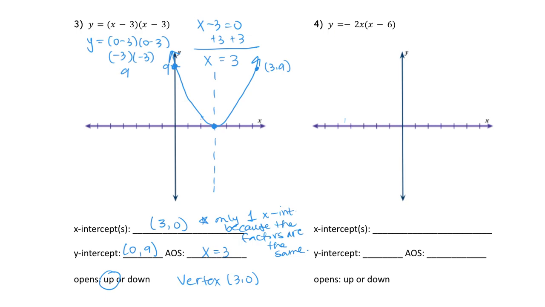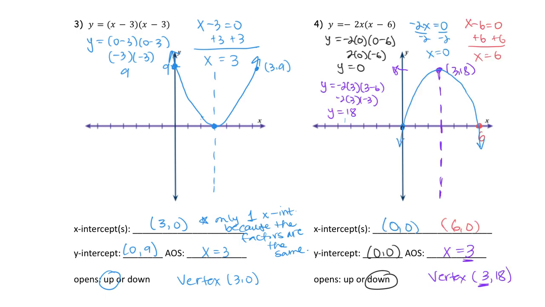So I want you to pause right here as we graph this equation, y equals negative 2x times x minus 6. Hopefully you got a curve that looks like this, opening down because of my negative leading coefficient. I let negative 2x equal 0. I divided both sides by negative 2. I got 0 right here. And x minus 6 equals 0. I got x equals 6, or 6, 0 for my other x-intercept.